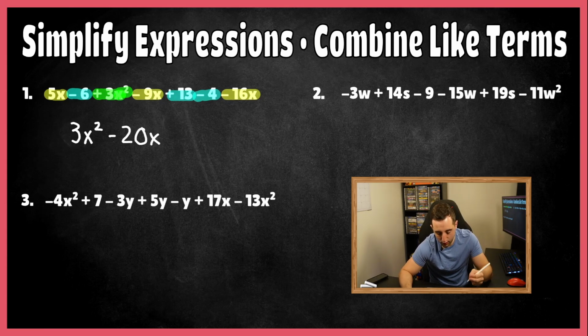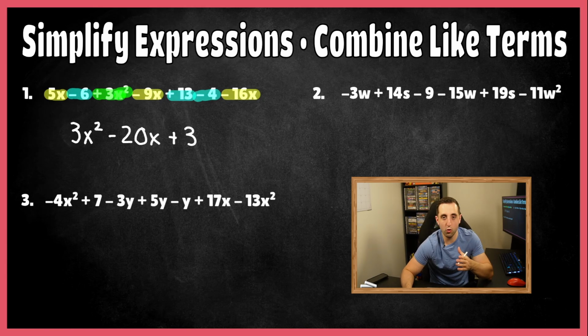And now finally, let's go ahead and combine our constants, or just our plain old numbers. So we have a negative 6 plus 13, which is going to give us a positive 7, and then 7 minus 4 is going to give us a plus 3 at the very end. So our final simplified expression is 3x squared minus 20x plus 3.